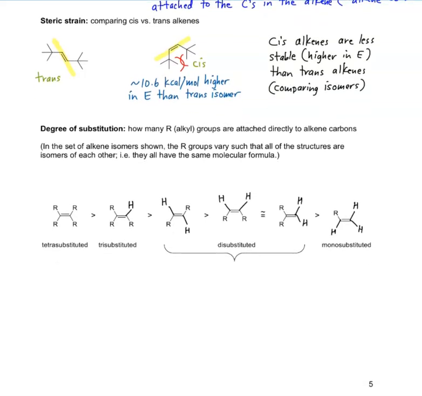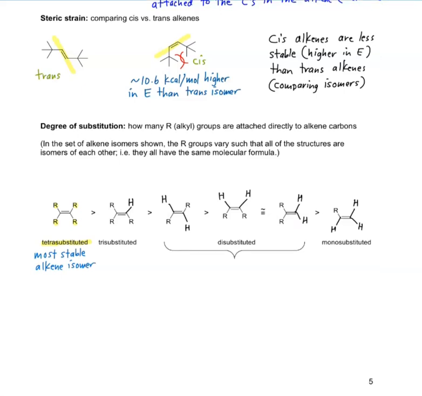Okay, so starting over on the left-hand side, here's an alkene where there are 4 alkyl groups that are attached directly to the alkene carbons. So we call that a tetrasubstituted alkene, and in a set of alkene isomers, that is going to be the most stable of the set. The next most stable would be trisubstituted. So now we have 3 alkyl groups attached to the alkene carbons.